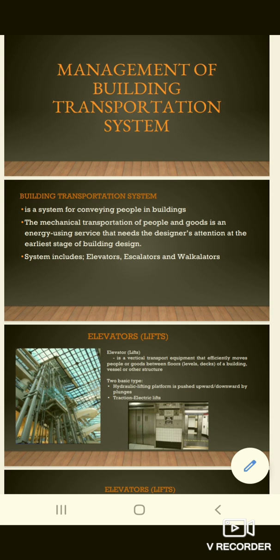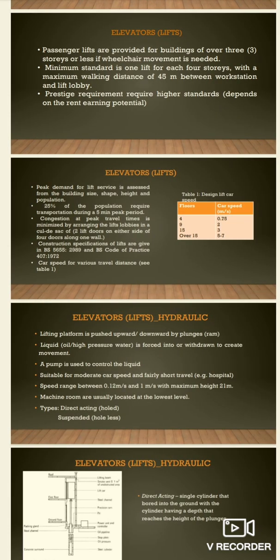And there are two basic types of elevator. The first one is hydraulic lifting platform is pushed upward and downward by plungers. The second is traction electric lift. So the common one used in hotels is this traction electric lift, that is the one commonly used. And now we are on the elevator lift.